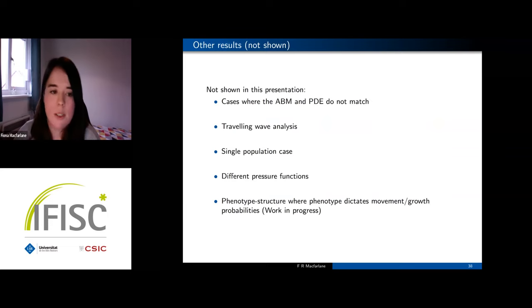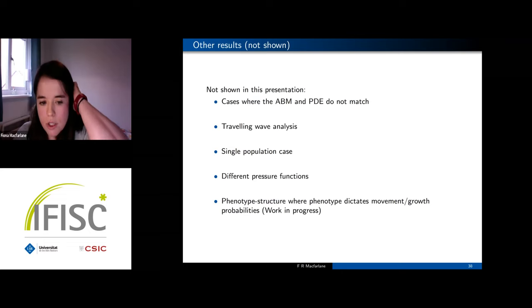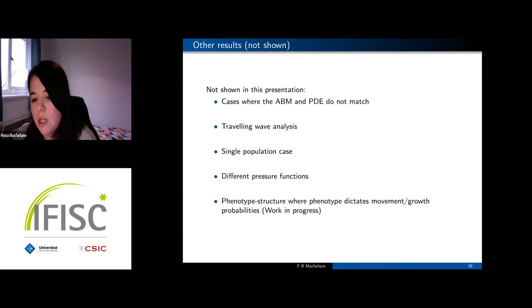Some other things we've done with this pressure model is looked at other cases where the agent-based model and the PDE don't match, where there's a bit more randomness. We've done the traveling wave analysis on the PDE models, and we've looked at a few cases where we just have one population. We've also looked at what happens if we have slightly different pressure functions. And something else that we're working on at the moment is looking at cases where we have a phenotype structure in the populations where the cells within the population might have slightly different movement or growth probabilities.